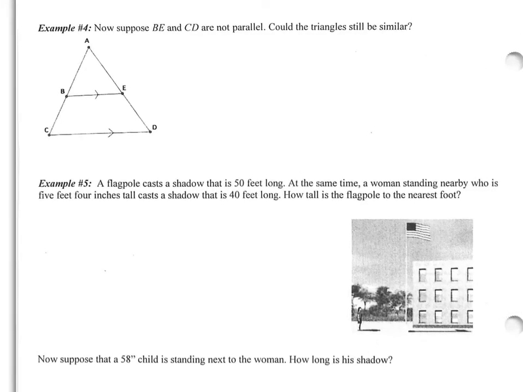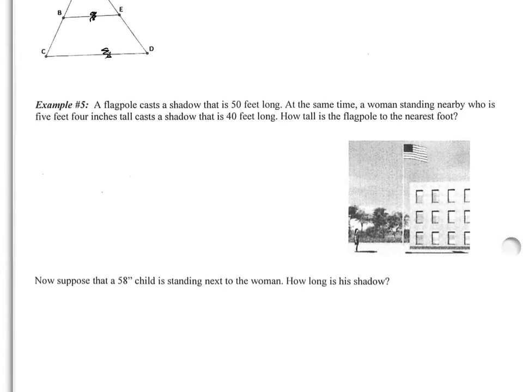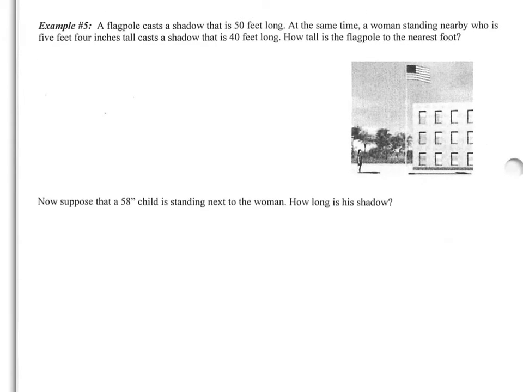Okay, so now we're looking at an example where these lines are not parallel. So it says BE and CD are not parallel. So I'm going to cross that out. Could the triangles still be similar? So is it possible that they would still have 2 pairs of angles that are congruent and still be similar? I'm going to leave this one up to you. We will go over it tomorrow. You must have something written down that shows me that you put thought into this question. So come back to it. Let's go to example 5.